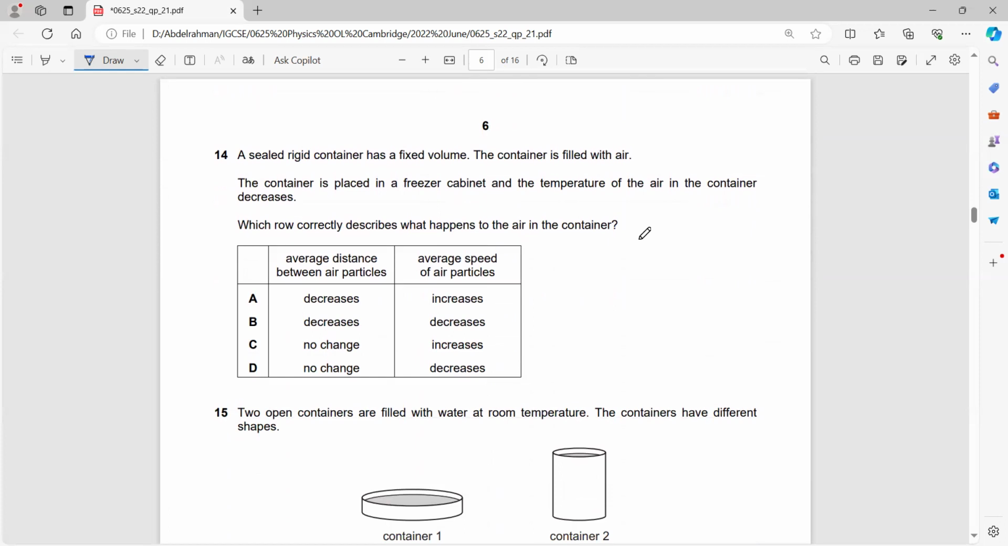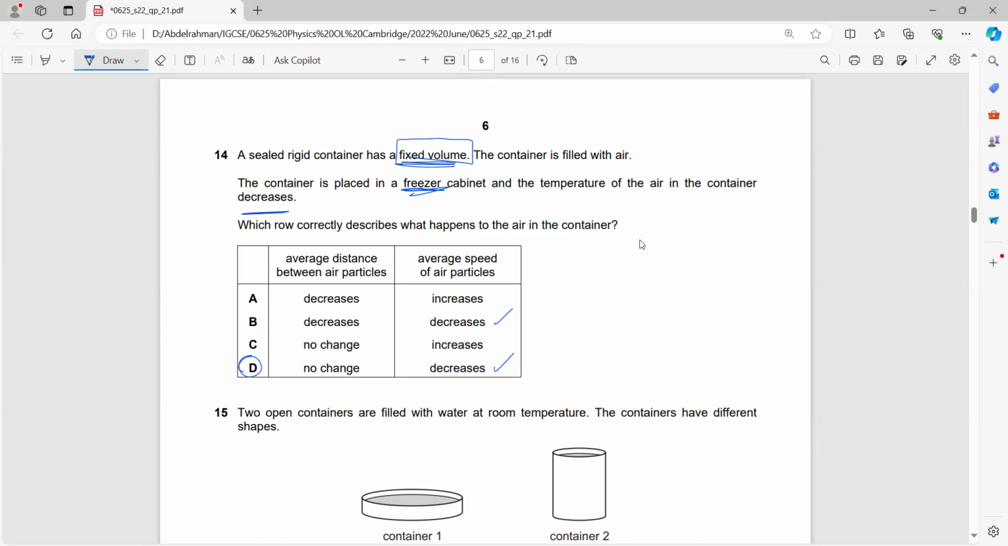A rigid container has a fixed volume. The container is placed in a freezer and the temperature decreases. What happens to the distance and what happens to the speed? Speed decreases, and the distance also decreases. No, there's no change. There is no change because it's a fixed volume. So no change in the distance between the molecules.